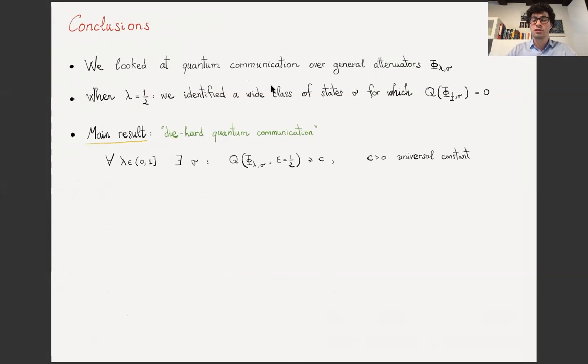So we look at quantum communication over general attenuators, and we studied the point 1/2, when the transmissivity is 1/2, and we identify the class of states for which the quantum capacity is 0, and this class of states includes the thermal states, the vacuum, and also convex combinations of Gaussian states, Fock diagonal states, kind of a general class of states for which this behavior is still true for lambda equal to 1/2. But the main result is we identify this phenomenon of die-hard quantum communication, that is, that even when the transmissivity is very small, there are suitable states that can make the quantum capacity of a general attenuator larger than a constant, even when the transmissivity goes to 0, and even with an energy constraint.